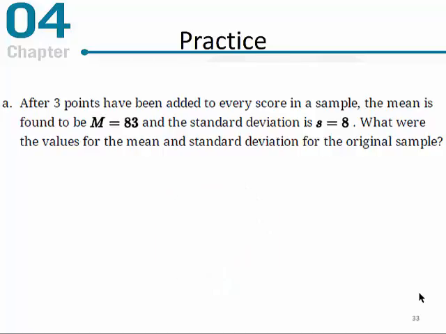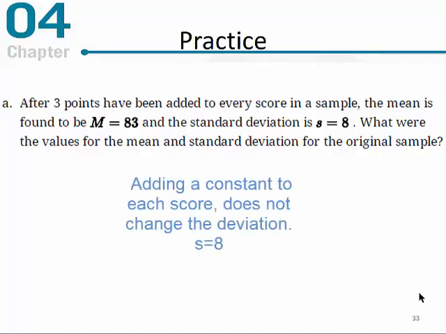We know that 3 points were added to each of the scores. Well, we know that if we add a constant to each of the scores, the mean is also changed by that amount. So if the mean is 83 now, and 3 points were added to each of the scores, we know that the mean before was 83 minus 3, or 80. We also know that this does not change the standard deviation, right? Adding a constant to each of the scores does not change the standard deviation. So the original score had a mean of 80 and a standard deviation of 8.